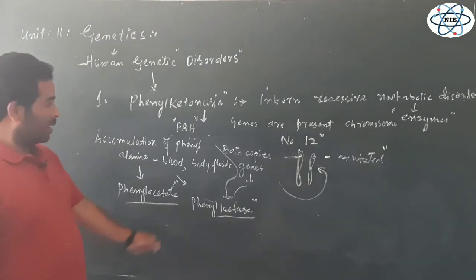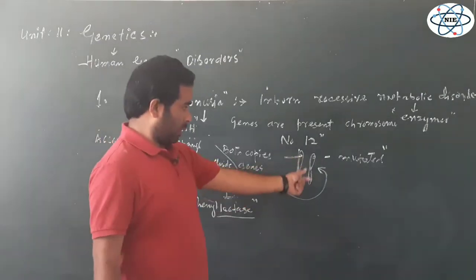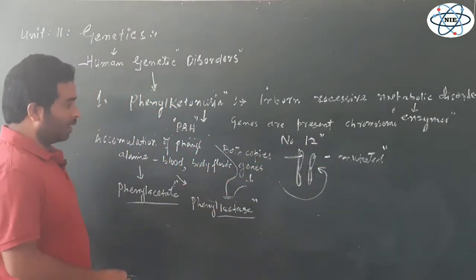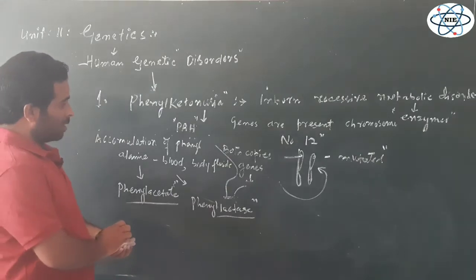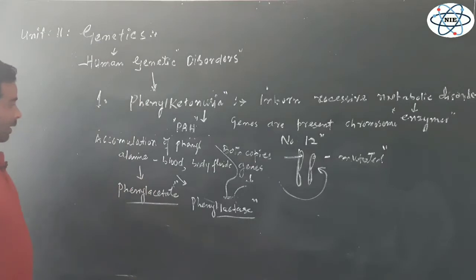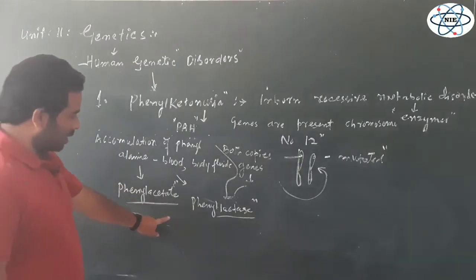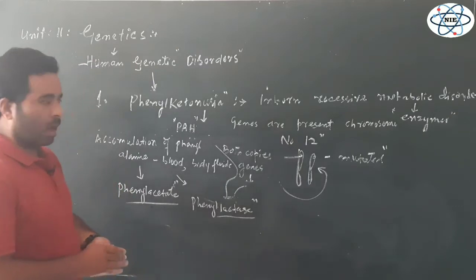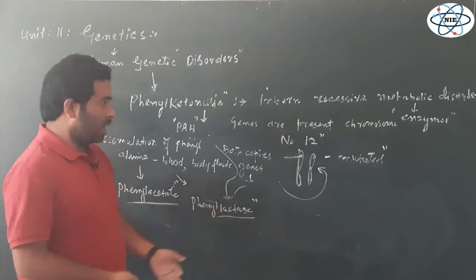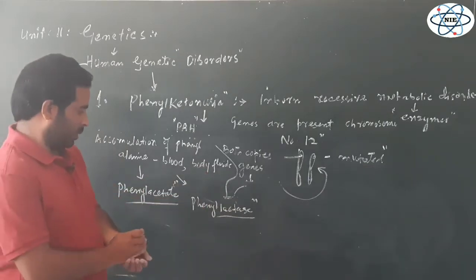So first of all, understand that when the genes on chromosome number 12 are defective or mutated, they are not coding for the enzyme phenylalanine hydroxylase, and as a result there is no conversion of phenylalanine into tyrosine. This phenylalanine is accumulated in the blood and body fluids, and then it can convert into other metabolites like phenyl acetate and phenyl lactate, which are causative agents of various problems in the individual, that I will discuss in the signs and symptoms, right?